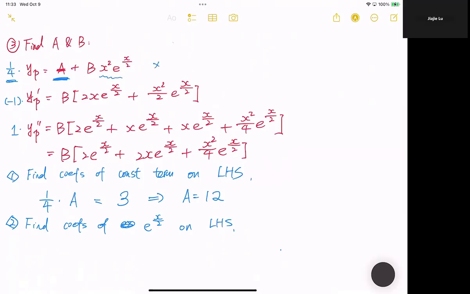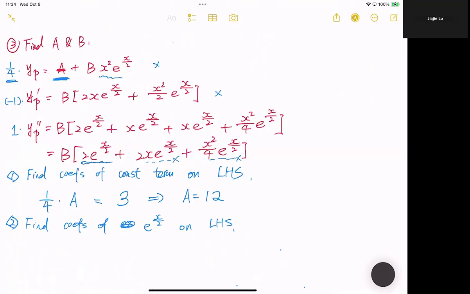For yp prime, this part is not. This part is also not, so we don't care about it. In your yp double prime, okay, this is what we care about. This is not. This is not. So this is what we care about.